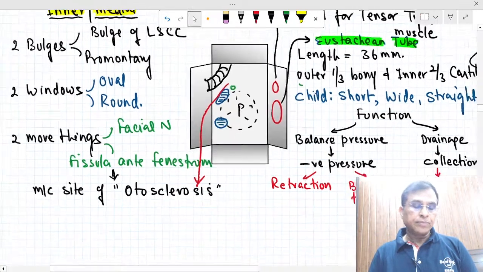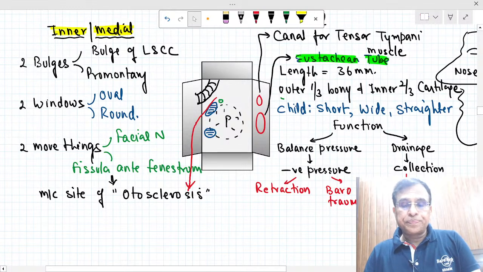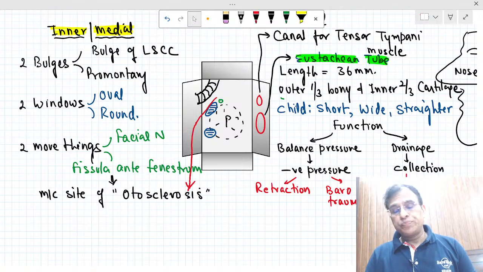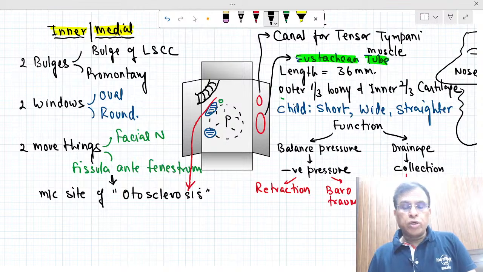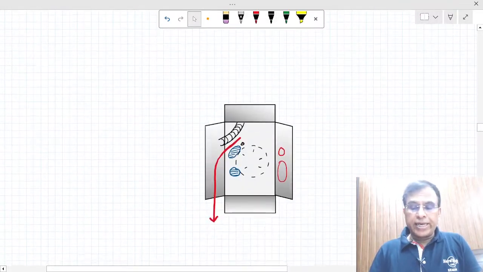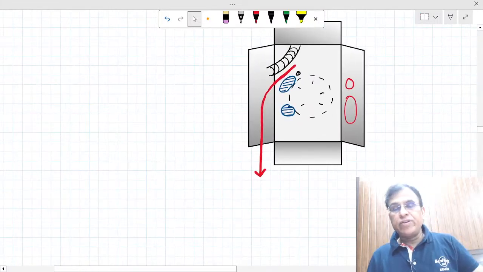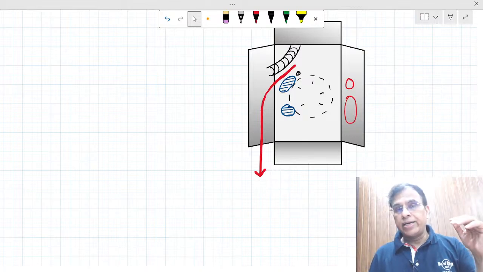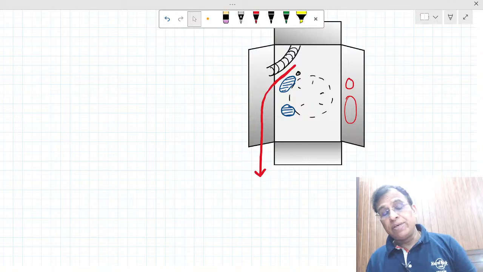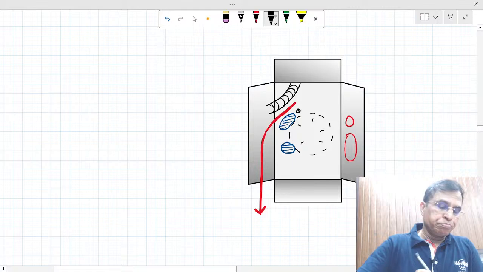Right. So these are the points about the medial wall of the middle ear. And the final wall is the posterior wall. For the posterior wall, I will use another diagram, this one. That's why I have given you two images in your book: the first one you can use for the anterior wall and the medial wall, and the second image you can use for the posterior wall. So this is your posterior wall now.